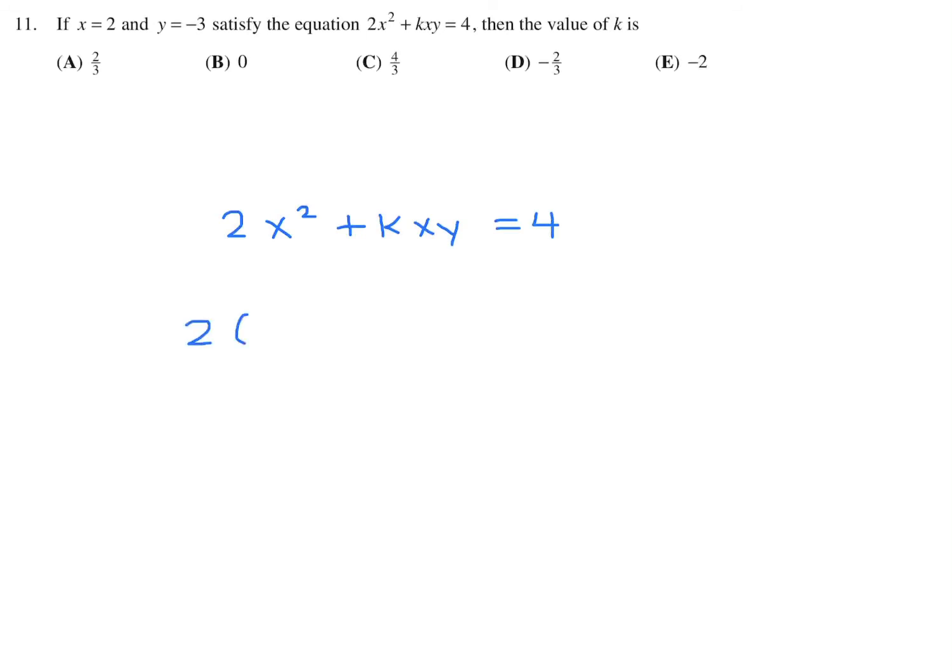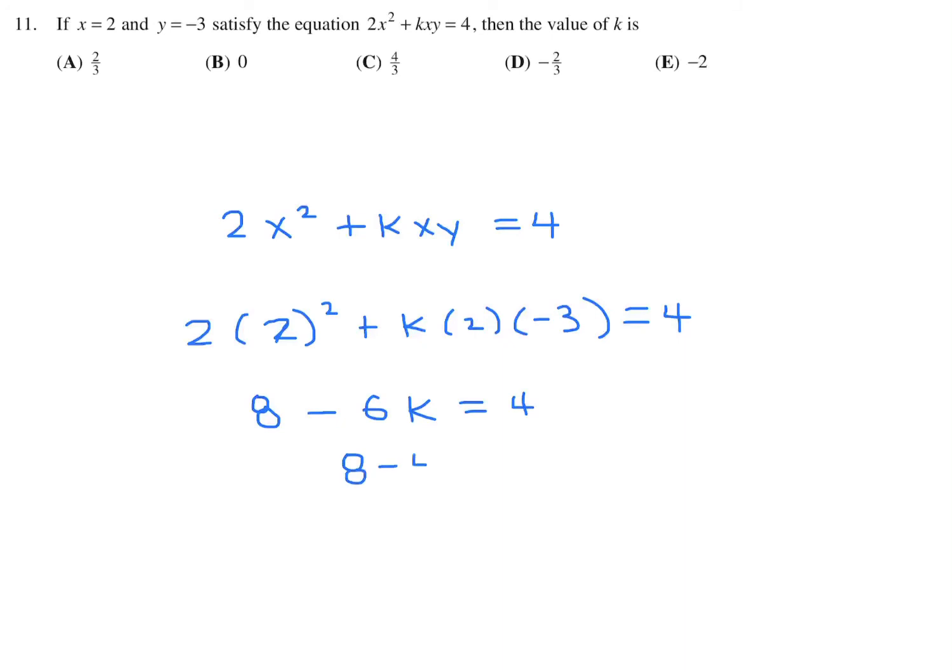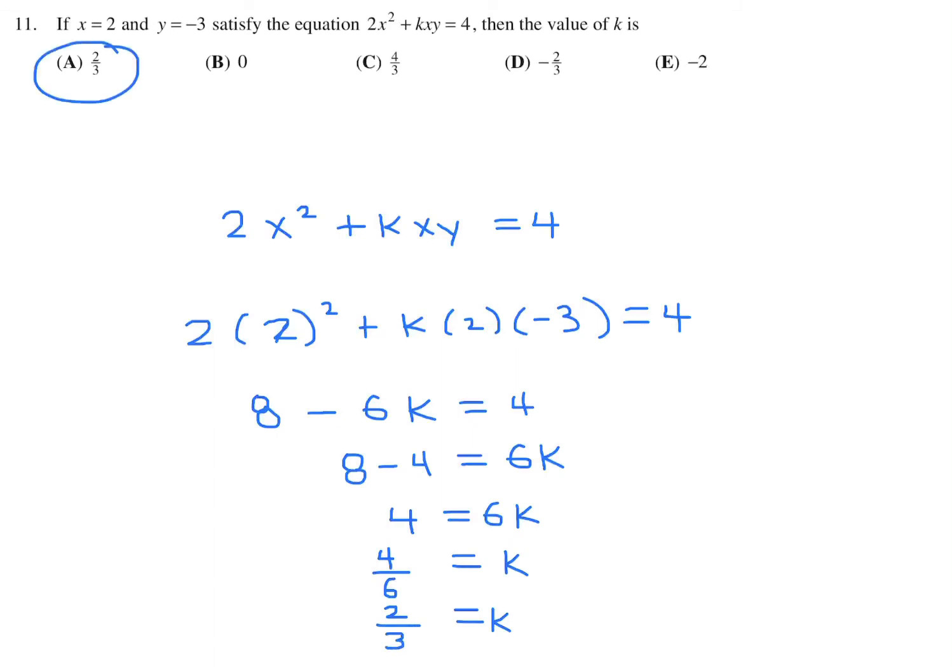So x is equal to 2 and y is -3, so just plug those numbers in. So 2 times 2 is 4, 4 times 2 is 8, and this becomes minus 6k is equal to 4. Bring the 4 over, put the minus 6k on the other side, so this becomes 4 is equal to 6k, and therefore k is equal to 4 over 6. In lowest terms, that would be 2 over 3. So 11, the answer is A.